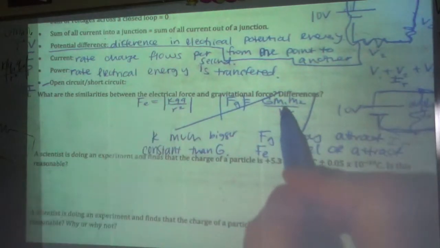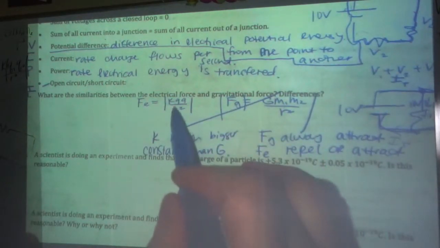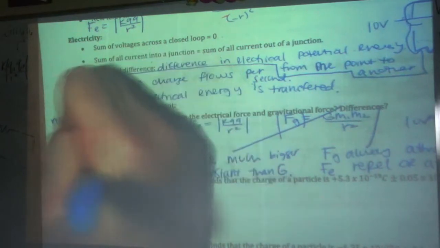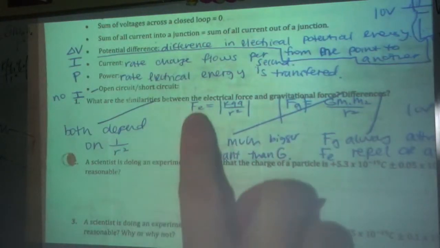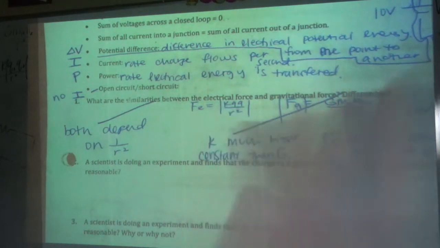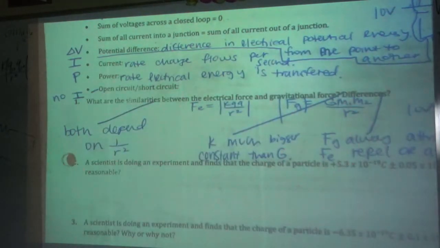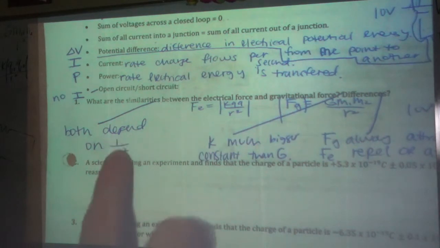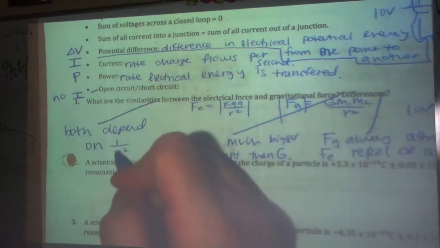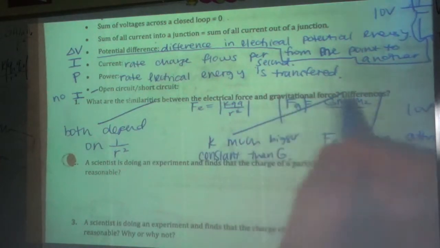And then the main similarity that I wanted you to see is that they both depend on 1 over r squared. So the farther away you get, the smaller the force for both of these, and the closer, the stronger the force. And it's not just 1 over r, it's 1 over r squared, so it's actually a big dependence on r, more so than the dependence on charge or mass.